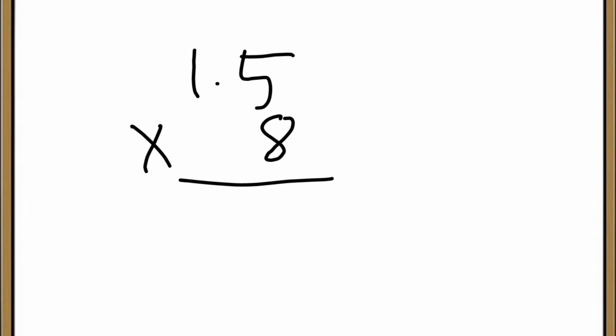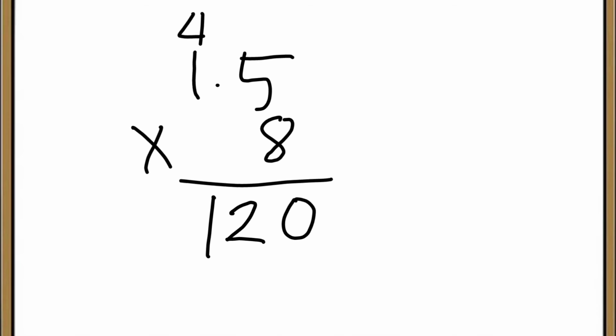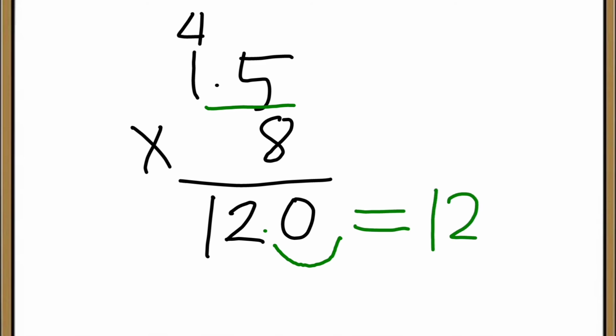Let's have a scratch. Let us multiply 1 and 5 tenths times 8. So we have 8 times 5 equals 40, carry 4. 8 times 1 equals 8 plus 4 equals 12. So our answer is 120. Pero dahil meron tayong decimal point here, 1 decimal point, so mula dito sa kanan, magbibilang tayo ng isang decimal place. So our answer is 12.